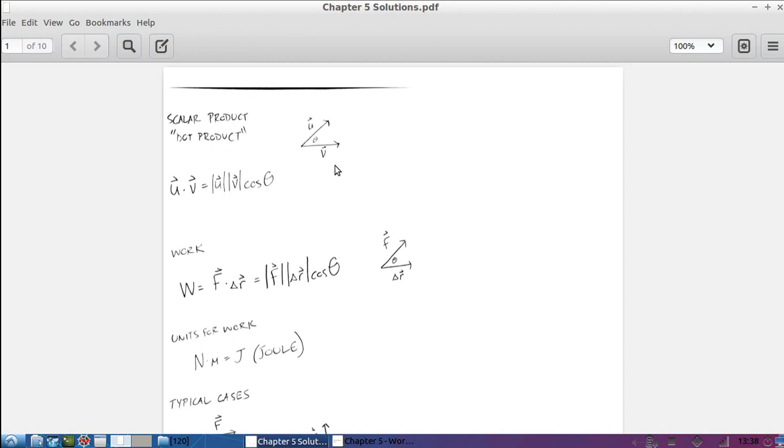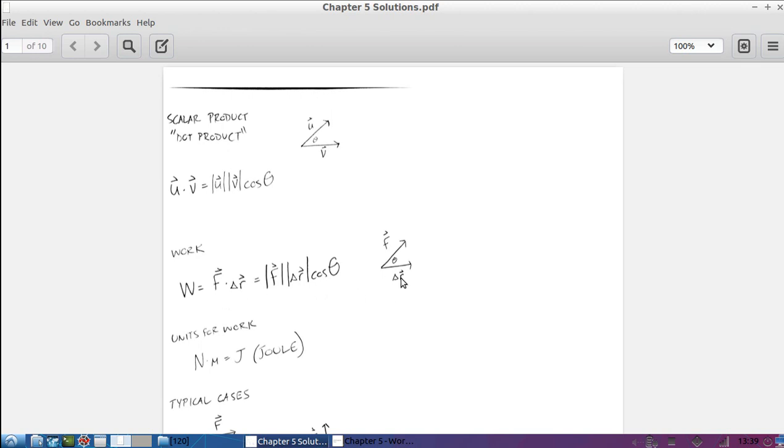We've added vectors before, we've multiplied a vector by a scalar, but we haven't multiplied two vectors before. And so the dot product, we use the dot symbol here. The dot product of u dot v is the product of their magnitudes times the cosine of the angle between them. Alright, so this is a new mathematical definition that we use for work, because work is the product of two vectors, the force vector and the displacement vector.